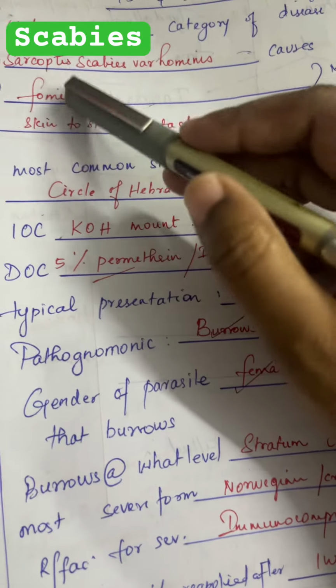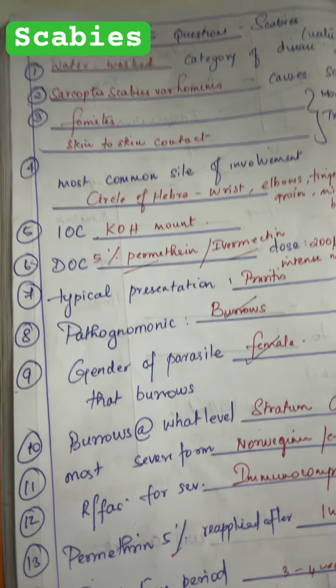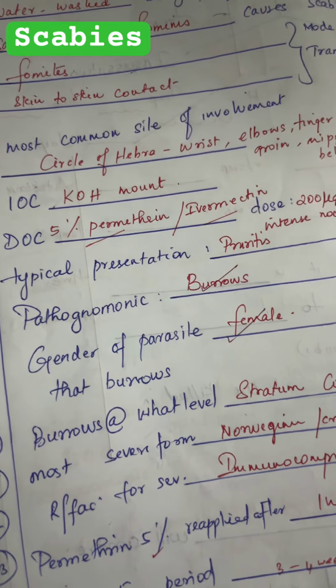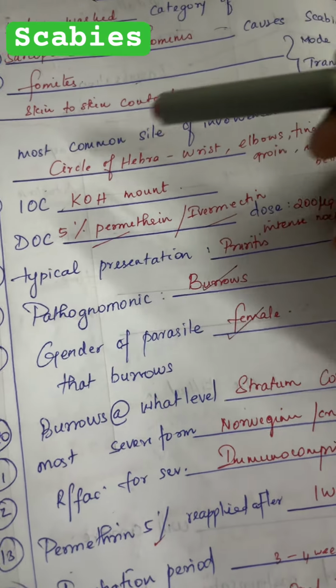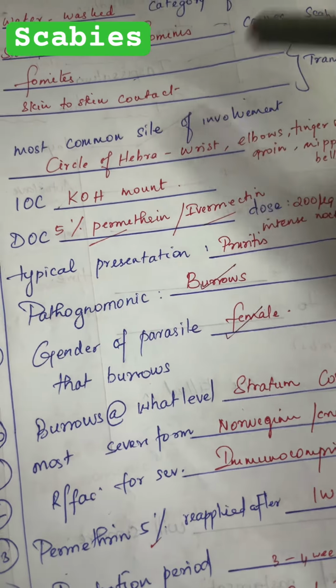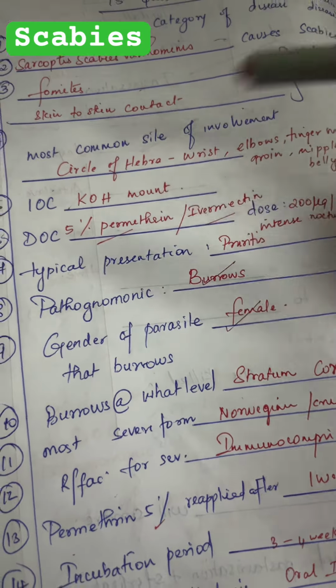Fomites are the things that we share with each other. Fomites like bed, blankets, pillow, whatever is shared, that is a fomite, and skin to skin contact. The most common site of involvement is the circle of Hebra.